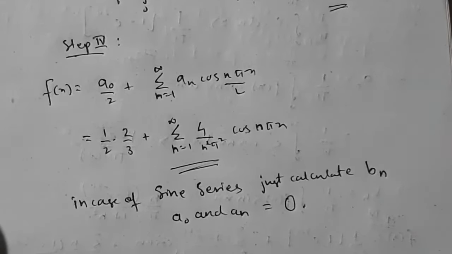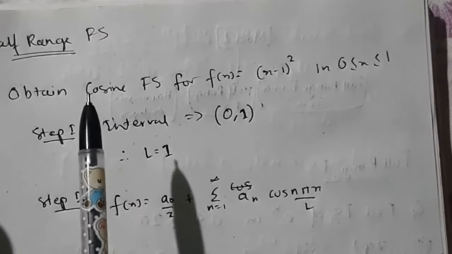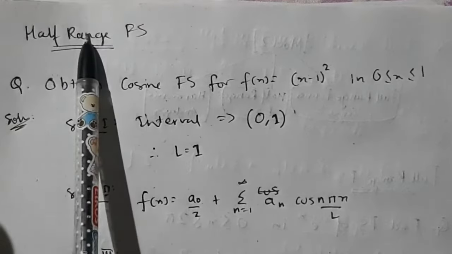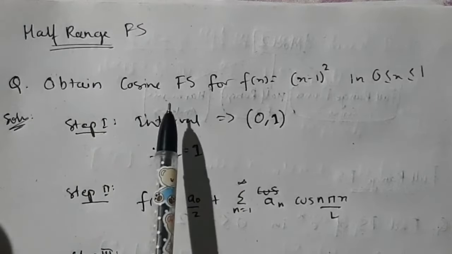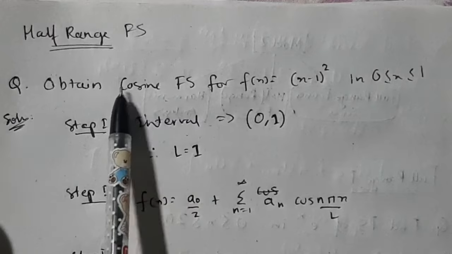In case of sine series, see, like they asked right here, they may give half range or they may not say half range, but if they say cosine Fourier series, you have to find the cosine and sine half range only.